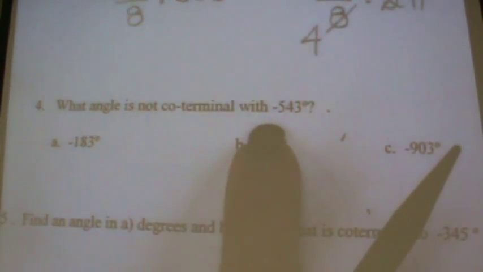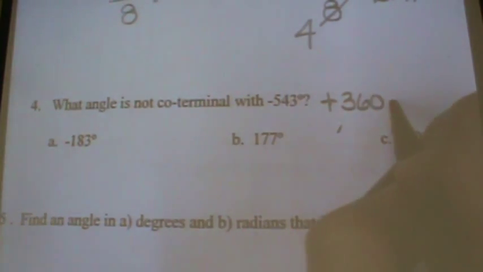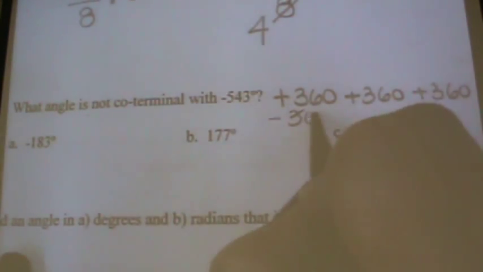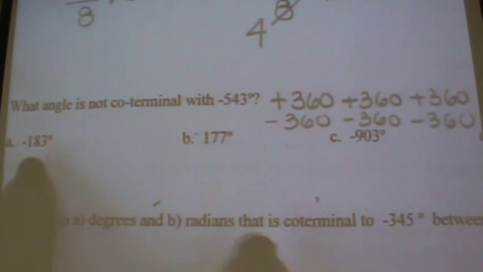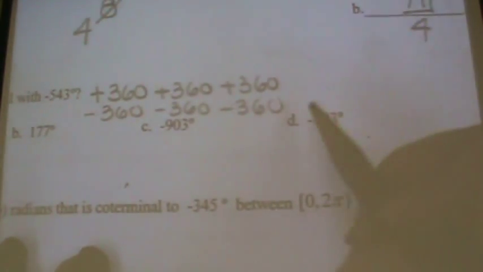What does coterminal mean? You're going to add 360, add 360, add 360, or subtract 360, subtract 360, subtract 360. Which answers do you find? You find all of these are coterminal. This one's not. D was not coterminal.